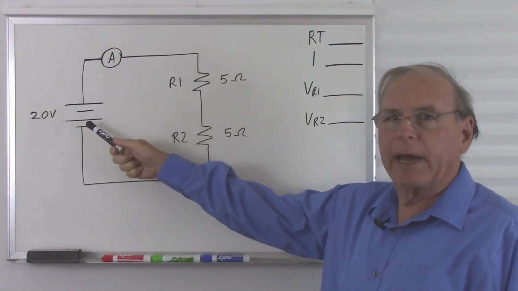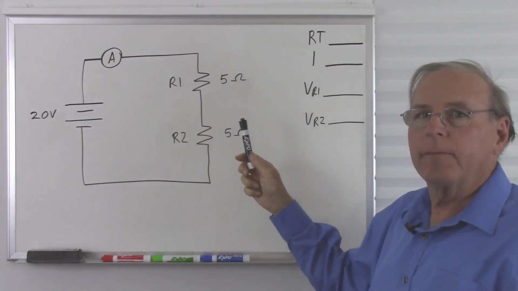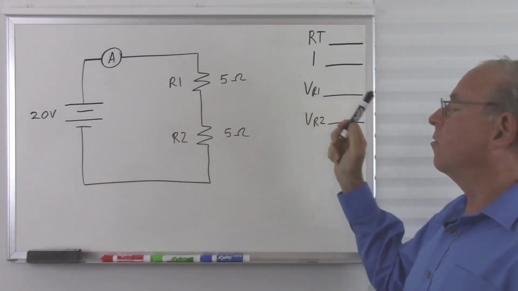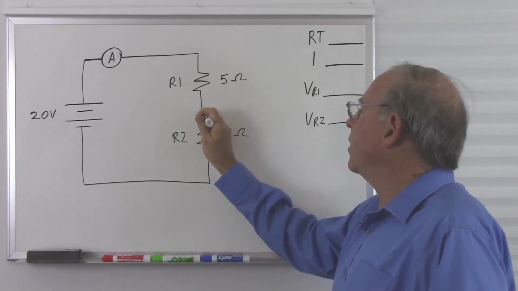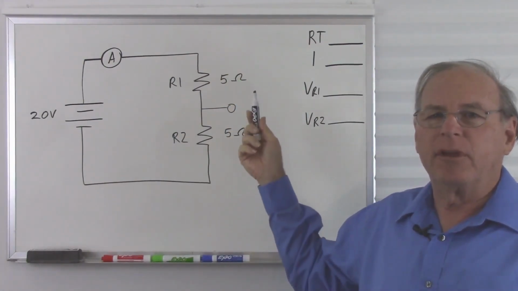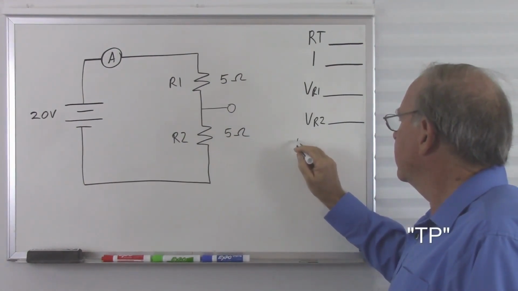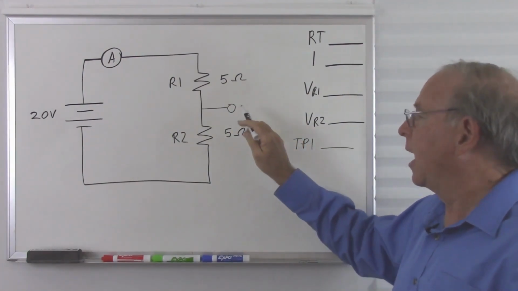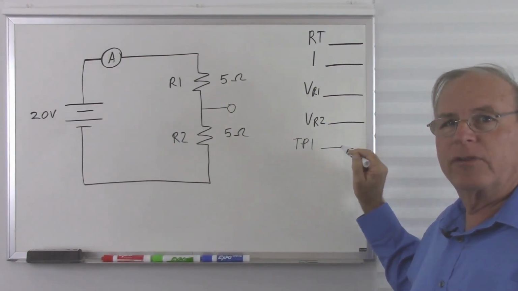We have a 20-volt battery and only 2 resistors this time, R1 and R2, and we want the total resistance, the current, the voltage across R1 and the voltage across R2, and we're going to add another little element here, a test point. And sometimes these are labeled as a TP for test point. We'll do that here. Test point 1, I'm not going to label it here just to reduce the clutter, but we're going to see what the voltage is at that point.